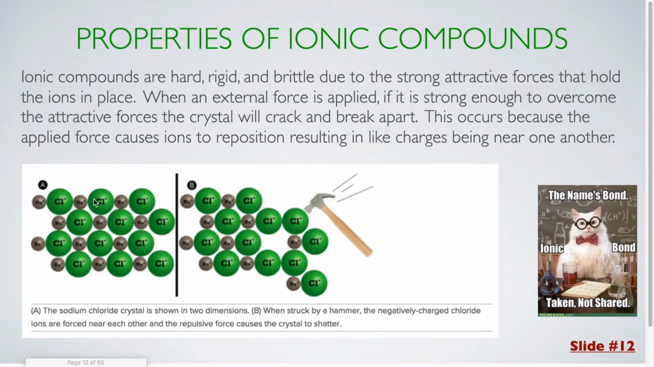So we have sodium and chlorine, and similar to what we talked about in the last video, each one of our positive ions is completely surrounded by negatives, and each one of our negatives is completely surrounded by positives. This leads to a very stable structure overall. But if it's hit with enough force, which is shown here with the hammer, those ions could potentially reposition, which results in negatives next to negatives and positives near positives. Like charges will repel, which causes this structure to shatter.